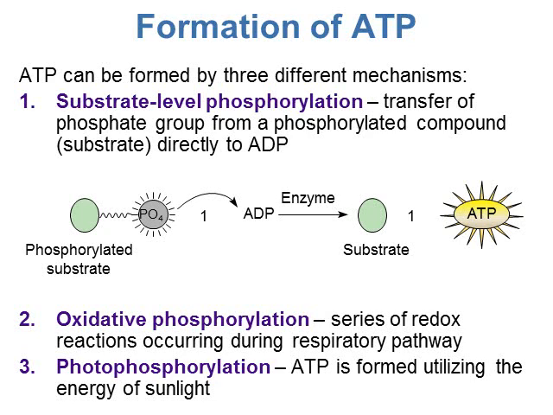Other types of formation of ATP, you can have oxidative phosphorylation. This is where you have a series of redox reactions occurring during a respiratory pathway. We're going to see this in cellular respiration. The third type is photophosphorylation. This is when ATP is formed using energy from the sunlight. We'll get more into these other 2 types later on. These other 2 types do not use enzymes to create the ATP.